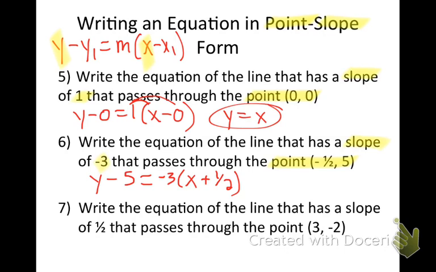Next one, write the equation of a line that has a slope of 1/2 that passes through the point (3, negative 2). So I'm going to put that in slope-intercept form. Katie, y what? y plus 2. Why is it plus 2? Because it's minus a negative, right? So y plus 2 equals, what's my slope, Katie? Parentheses. What's going to come next?